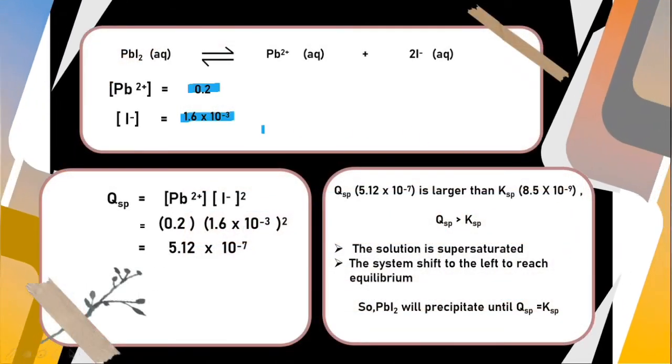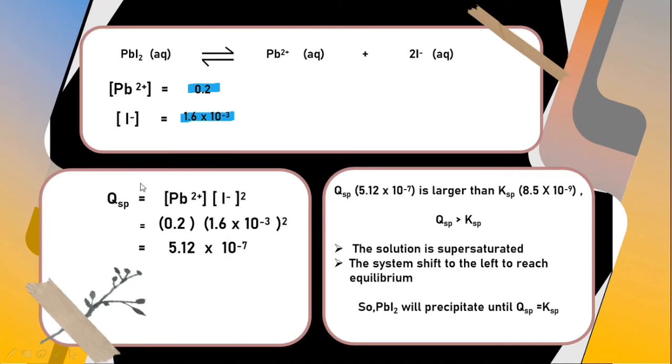Then substitute the concentration values into the equation of Qsp. So, 0.2 times 1.6 times 10 to the power of negative 3, squared. The final answer of Qsp will be 5.12 times 10 to the power of negative 7.